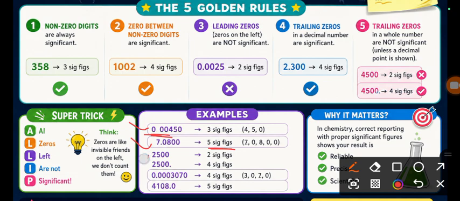Then in the third example, there are only 2 significant figures because there is no decimal point, so trailing zeros are not significant. Then in the next example, there is a decimal point, that's why 4 significant figures. You can see the remaining 2 examples also.